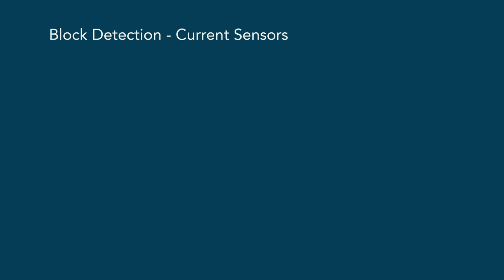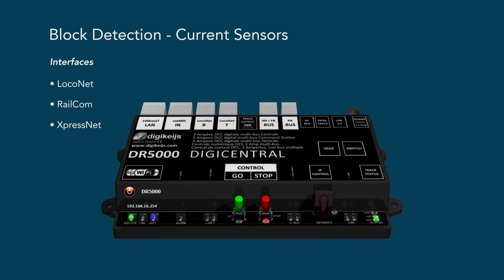So, concentrating on current sensors, there are quite a few commercially available sensor units on the market, supporting all sorts of different interfaces, such as LocoNet, Railcom, and ExpressNet. The interface to use is another area I'm undecided on. My DigiKeys DR5000 is incredibly versatile, and supports lots of different interfaces and protocols, including all three I've mentioned.